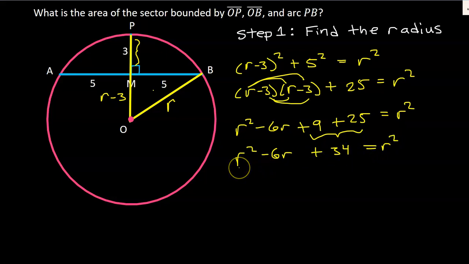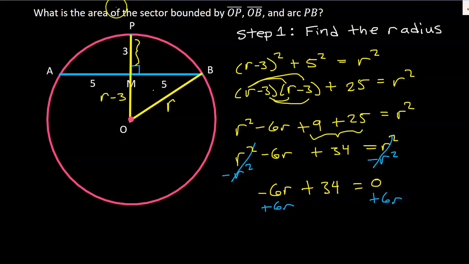Now I'm noticing that we have r squared on both sides. If I were to subtract r squared from both sides, then both of these are going to cancel out. Be careful, on the right hand side there's nothing left, but I need to put a 0 over there as a placeholder. So I've got negative 6r plus 34 is equal to 0. I'm going to go ahead and add 6r to both sides.